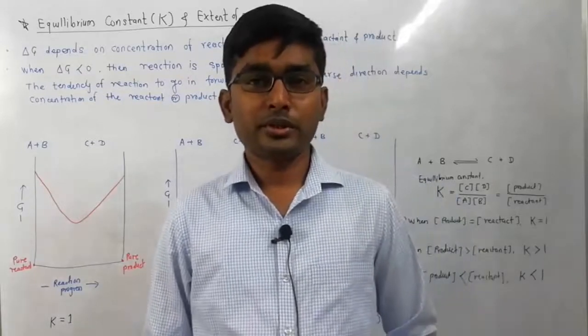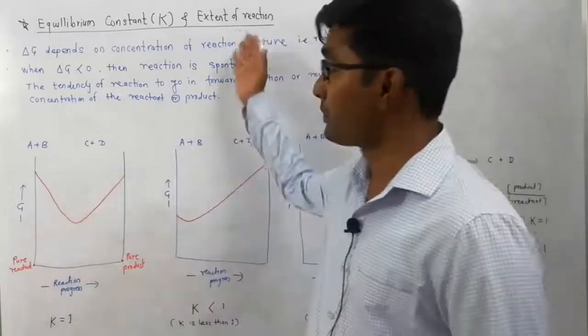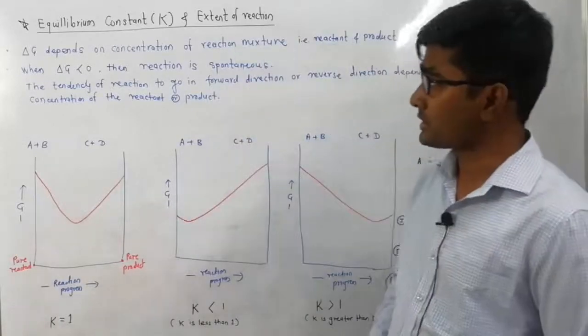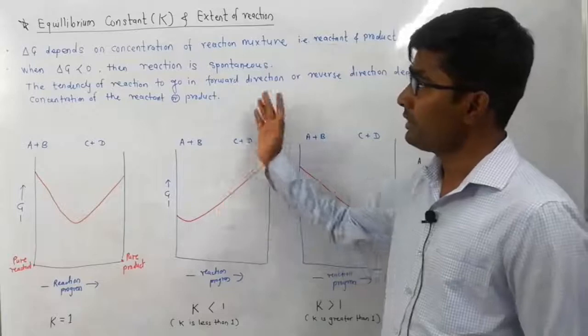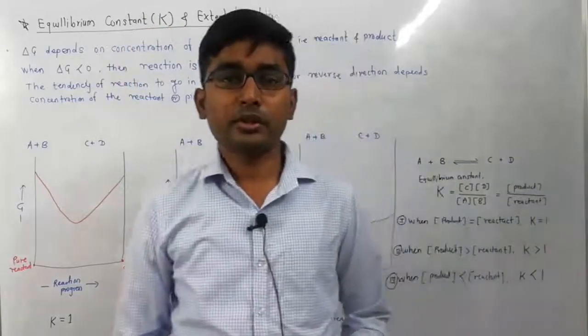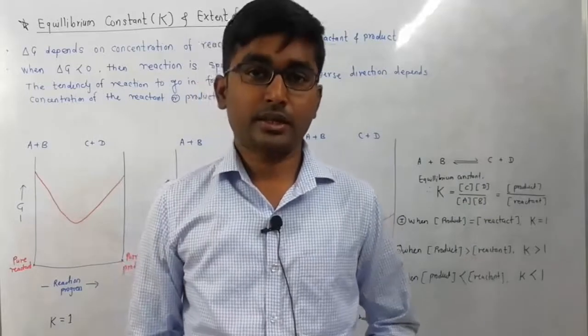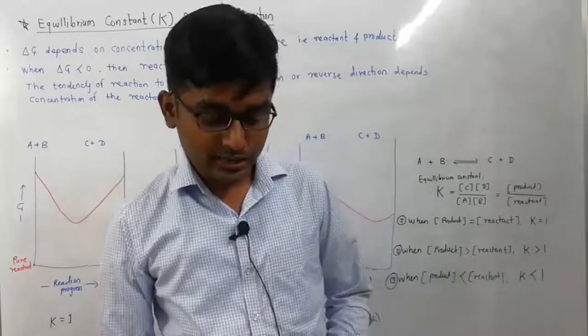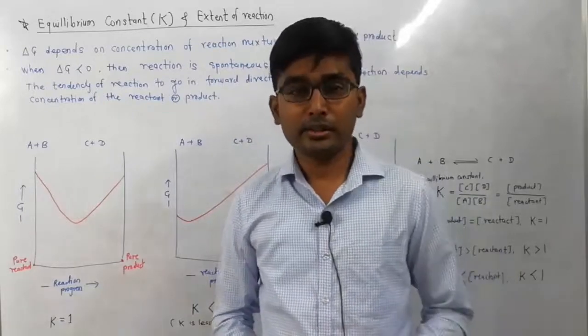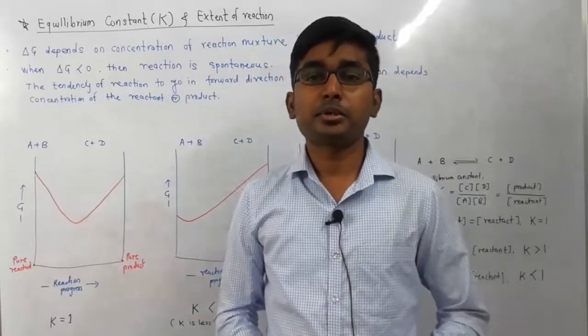Today we are going to discuss the equilibrium constant and the extent of the reactions. So let us discuss this. As we know, the equilibrium constant depends upon the concentration of the reactants and the products, as well as whether a chemical reaction takes place in a forward direction or in a backward direction. It depends on the Gibbs free energy.